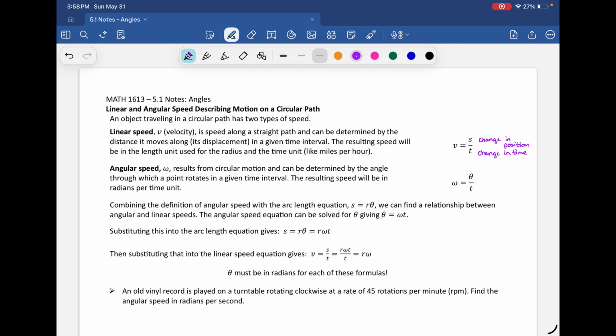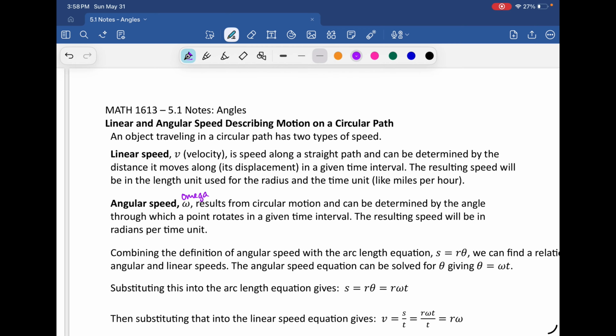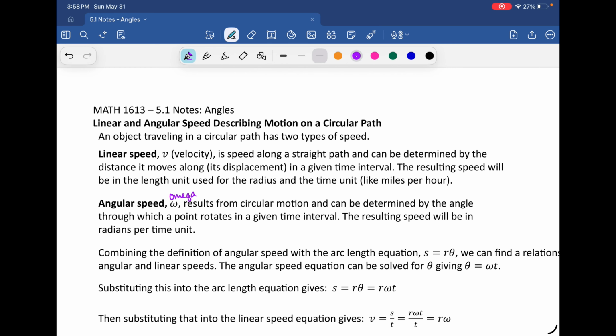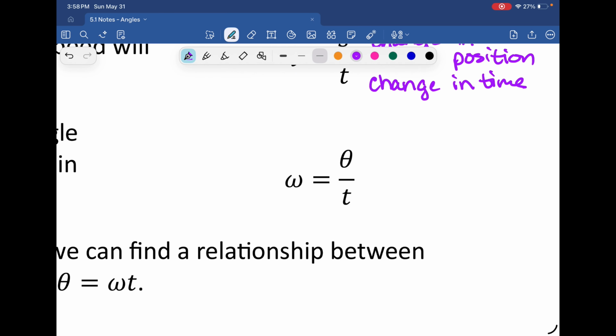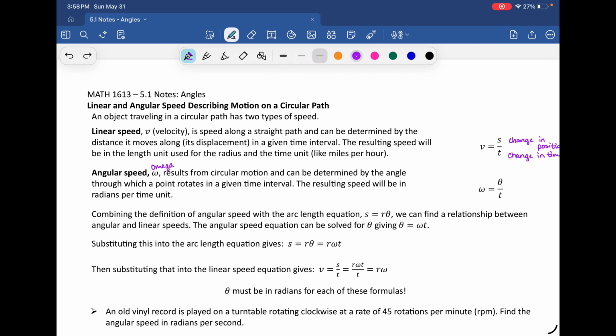All right, angular speed, this little w is an omega. It results from circular motion and can be determined by the angle through which the point rotates in a given time interval. So the resulting speed will be in radians per time unit. That's the formula right here: omega equals theta in radians over time. If we combine those two definitions with arc length equals radius times theta, we can solve the angular speed for theta, which gives me theta equals omega times time.